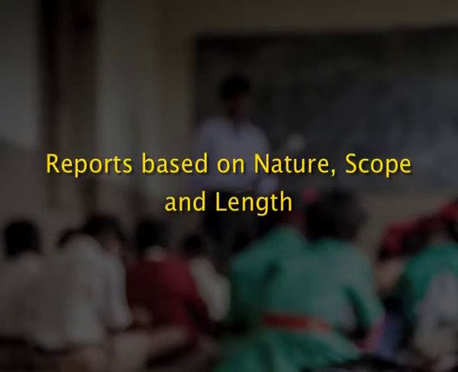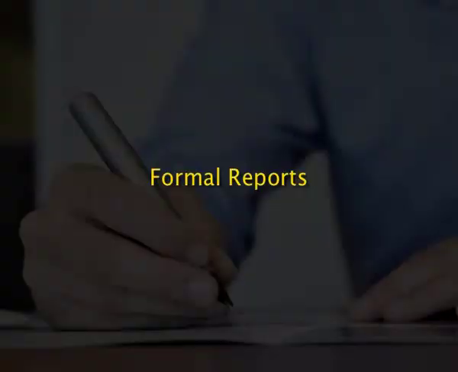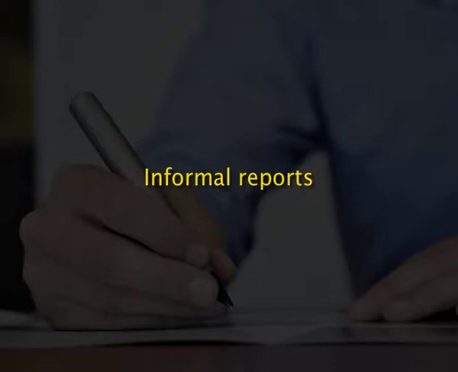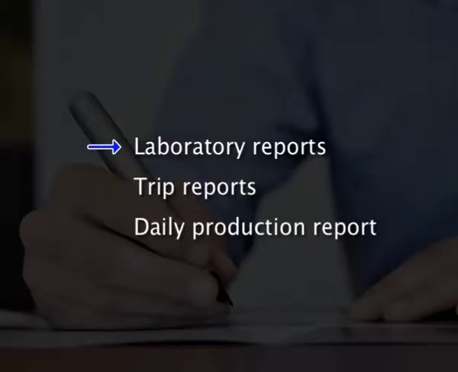The next type of reports are based on nature, scope and length. And these are of two types, formal and informal reports. Formal reports are the long reports with elaborate description and discussion. For example, annual reports, thesis, project reports, technical reports, etc. The second type of report under this is informal reports. Compared to the formal reports, these reports are shorter and they do not need any elaborate descriptions and discussions. For example, laboratory reports, trip reports, daily production reports, etc.